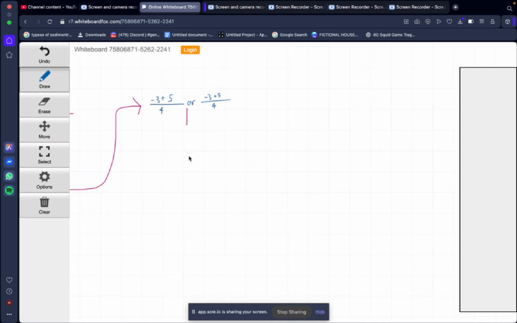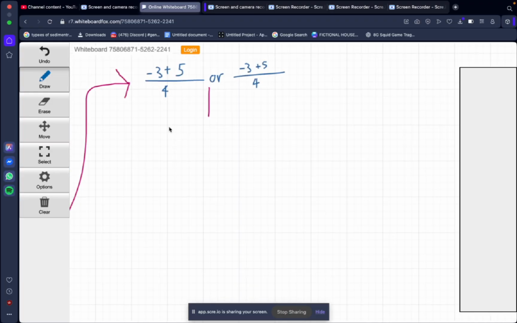Alright, okie dokie. So, negative 3 plus 5, we know that's 2 over 4. Or, we have negative 3 minus 5. Sorry, negative 3 minus 5 over 4. In that case, it would be negative 8 over 4.